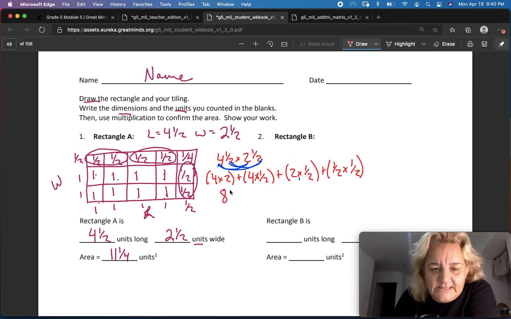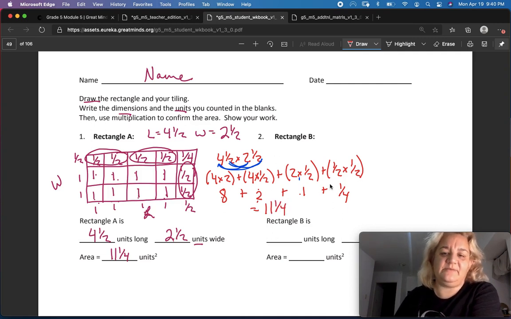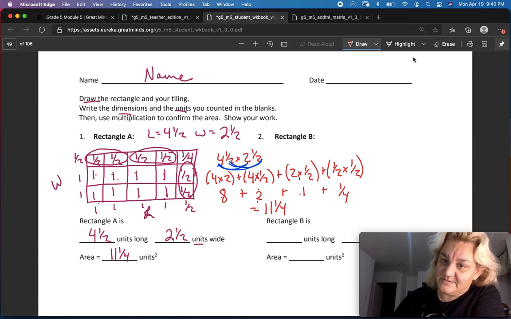I've got 8, and 4 times 1/2 is 2, and 2 times 1/2 is 1, and 1/2 and 1/2 equals 1/4. So 8, 9, 10, 11 and 1/4. Okay, that was using distributive property. Now, you have another option.